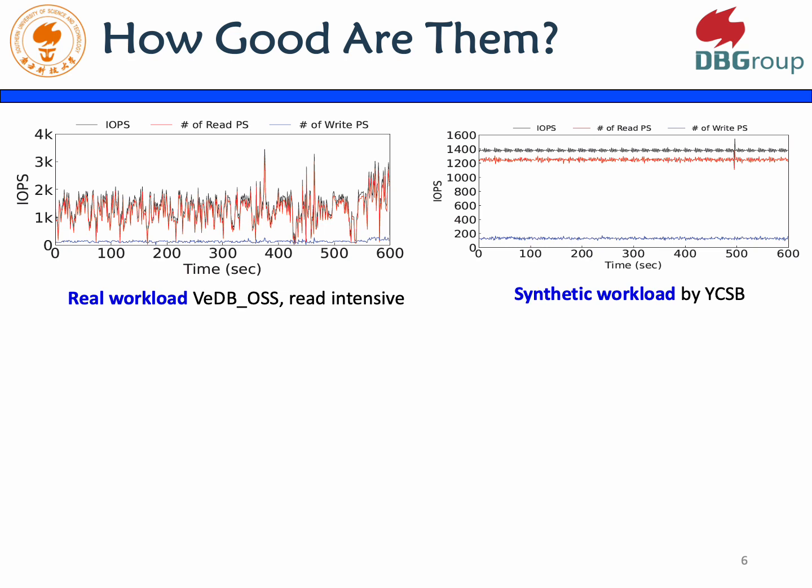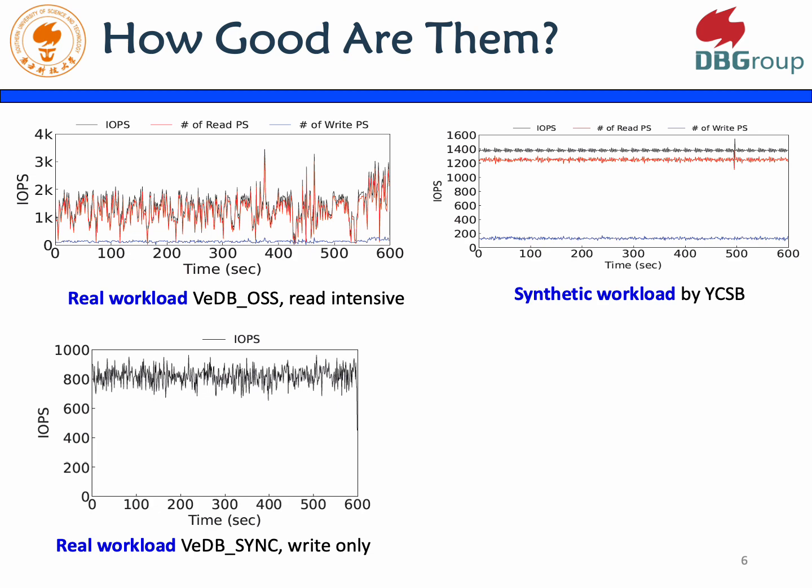In these two figures, we compare the intensity and burstiness of the I/O workloads of VDB OSS and those synthesized by YCSB. We can easily notice that the I/O workloads of VDB OSS are highly bursty. However, YCSB generated steady workloads. This is because the knobs provided by YCSB could not describe burstiness.